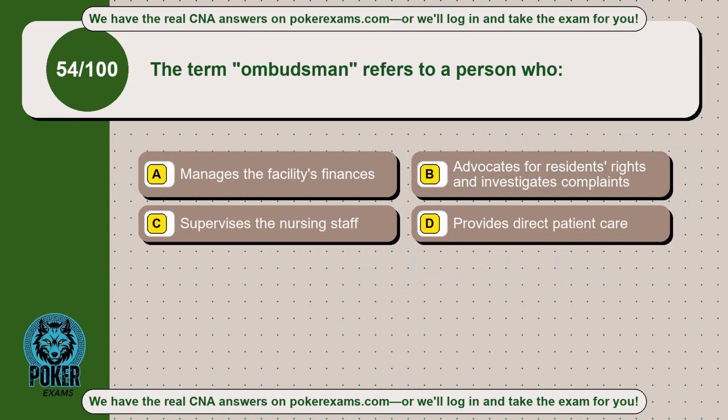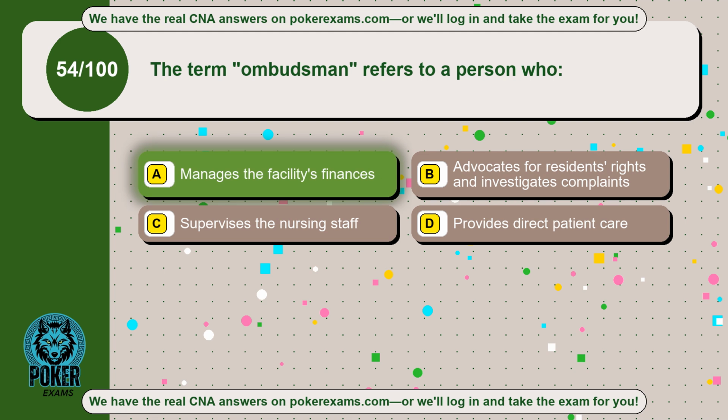Question 54. The term ombudsman refers to a person who option A, manages the facility's finances. Option B, advocates for residents' rights and investigates complaints. Option C, supervises the nursing staff. Option D, provides direct patient care. The correct answer is option A.